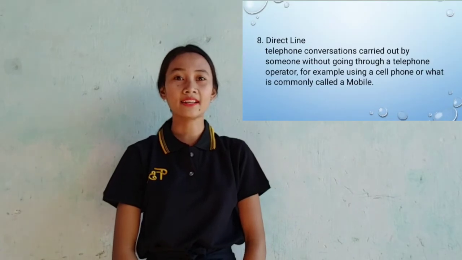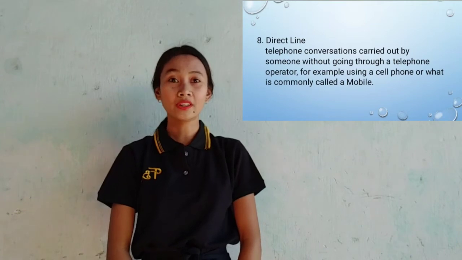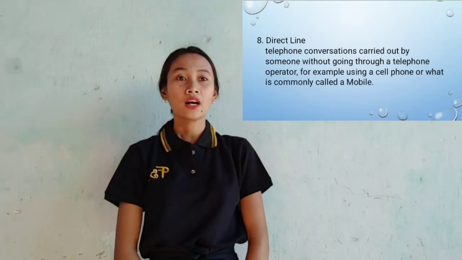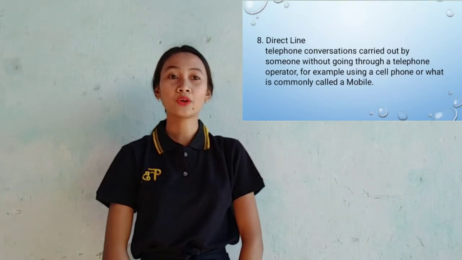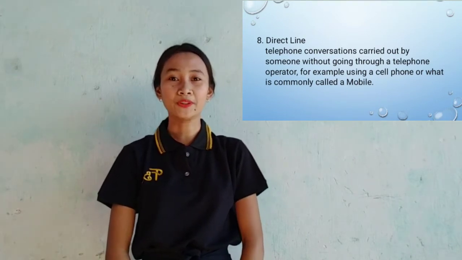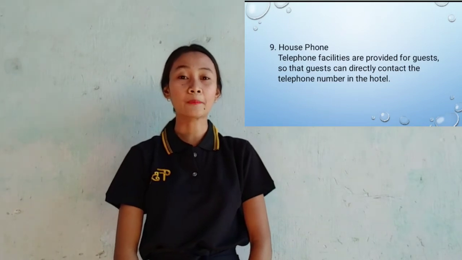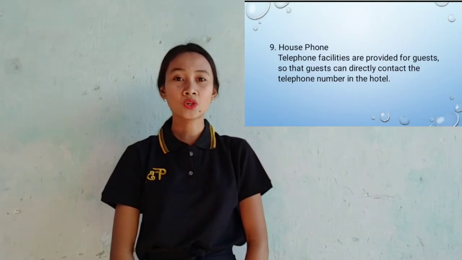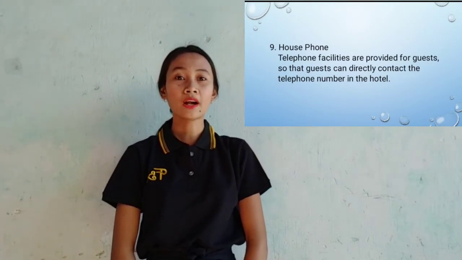Next, direct line. Direct line is a telephone conversation carried out by someone without going through a telephone operator. For example, using a cell phone or what is commonly called a phone. Next, house phone. House phone is a telephone facility provided for guests so that guests can directly contact the telephone number in the hotel.